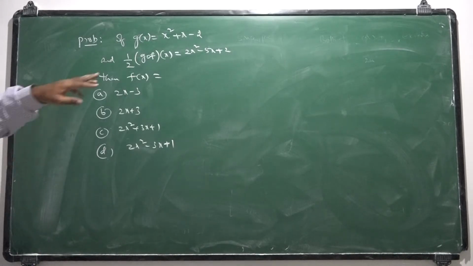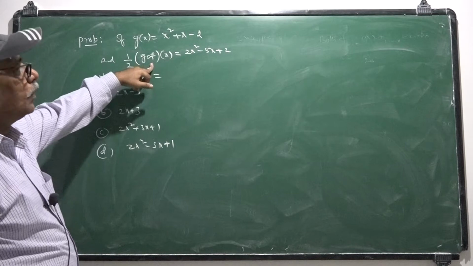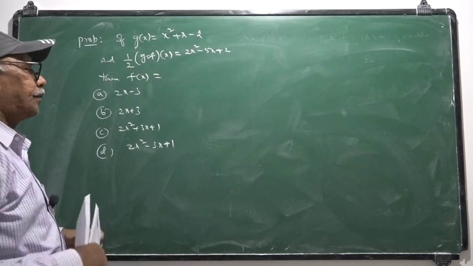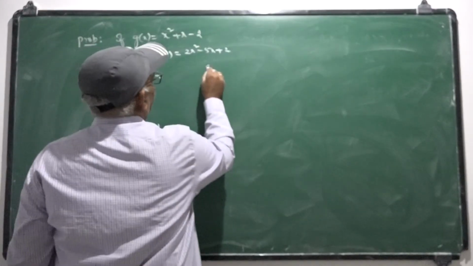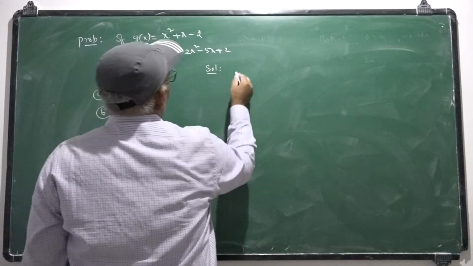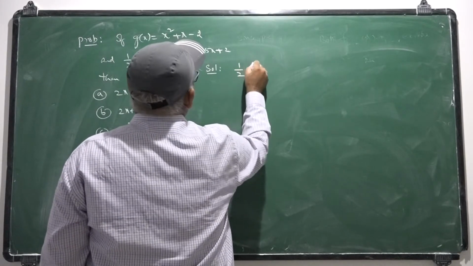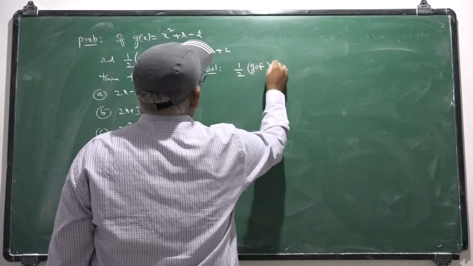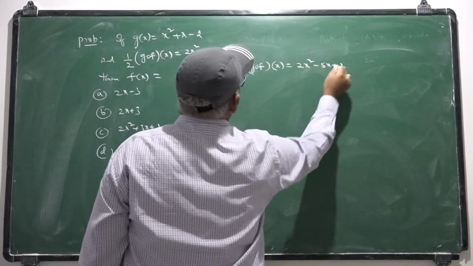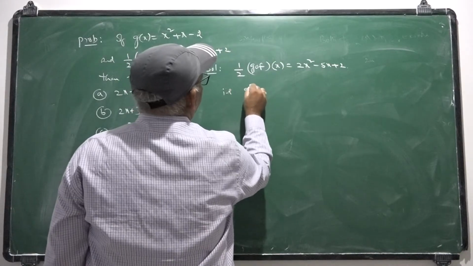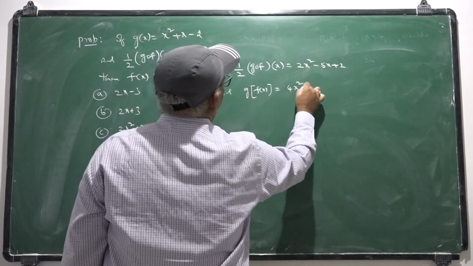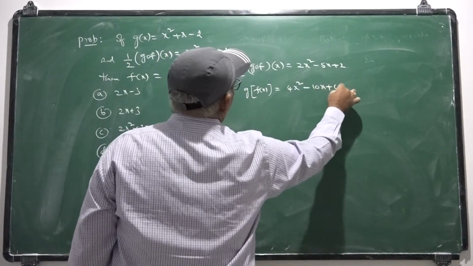The composition of two functions is given here, and out of the composition one function is given, the other function is needed here. This is one important model. So here 1 by 2 into g circle f of x is given as 2x square minus 5x plus 2. That gives us g of f of x is 4x square minus 10x plus 4.